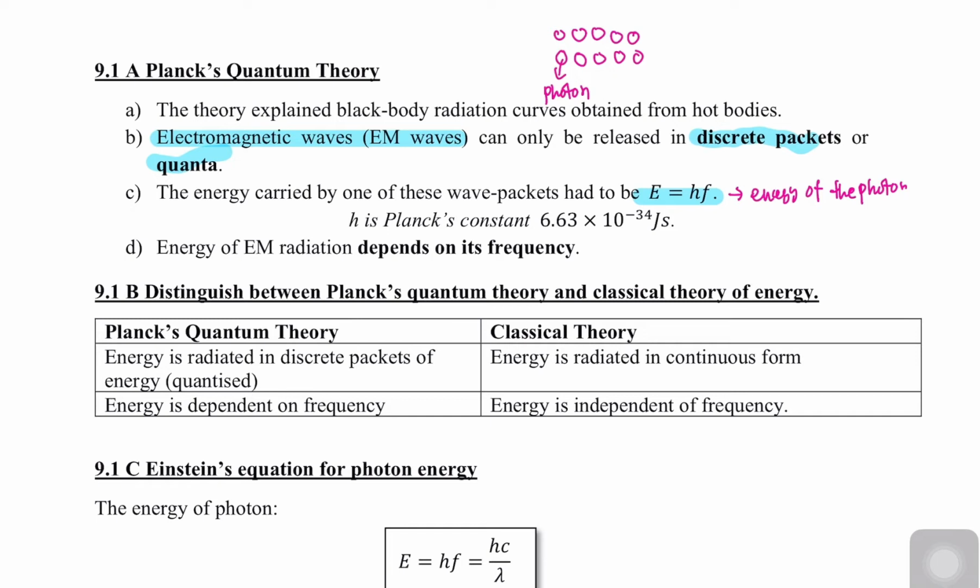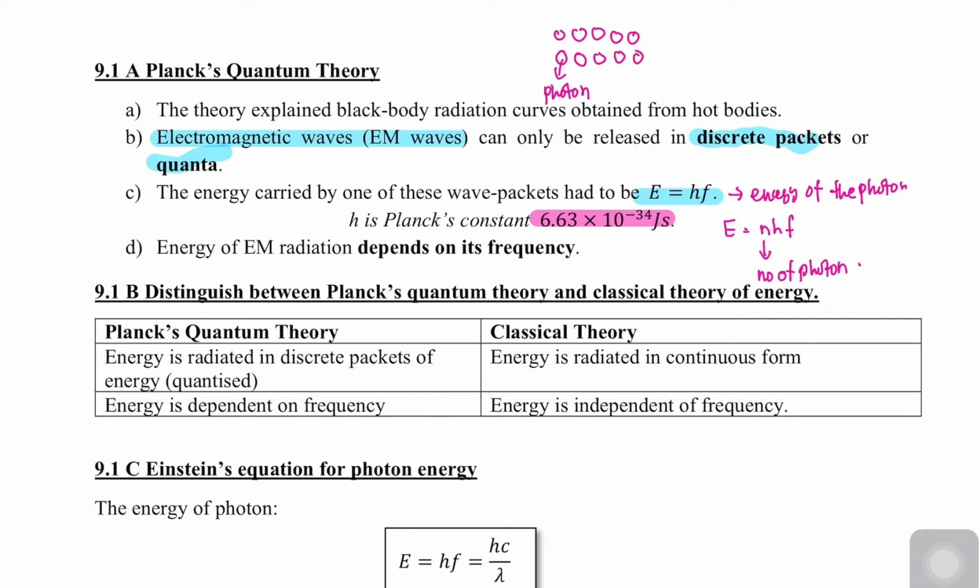h is the Planck constant, which is down here. The Planck constant is 6.63 × 10^-34 joule second. f is the frequency of light. So this is for one photon. If there are many photons, E equals nhf, where n is the number of photons. Right? Then we need to know how to distinguish between Planck's quantum theory and the classical theory of energy.